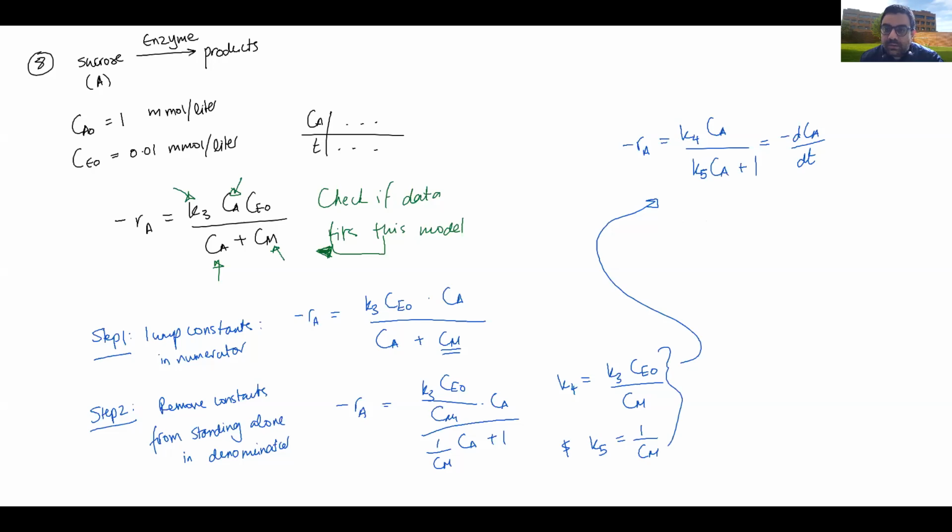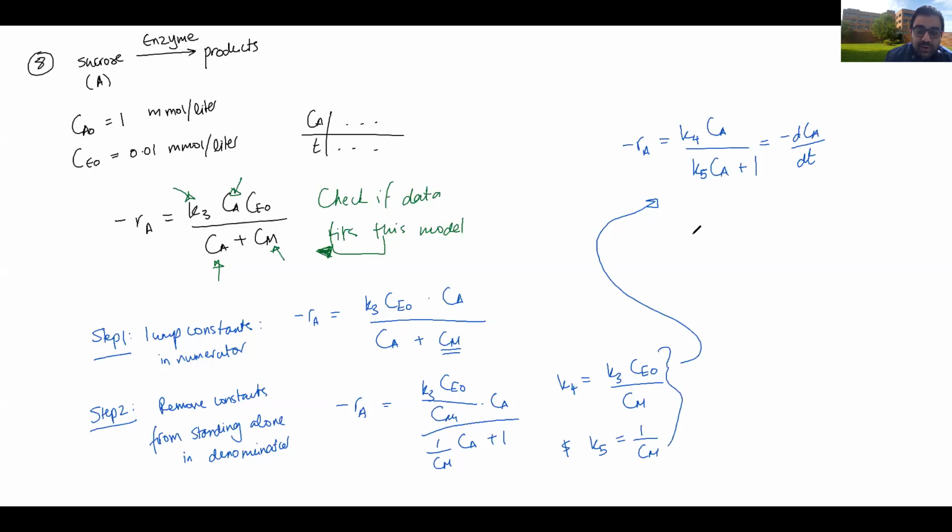Okay, sorry. So now we're back. In order to check this rate equation, I need to use the integral method. So what I did, first of all, was lump the constants in the numerator. The second step was that I removed any standalone constants in the denominator. If I have CA plus A, I change it to alpha CA plus 1, which is the typical format. So in this case, I have K4 CA over K5 CA plus 1 equal to minus dCA by dt.